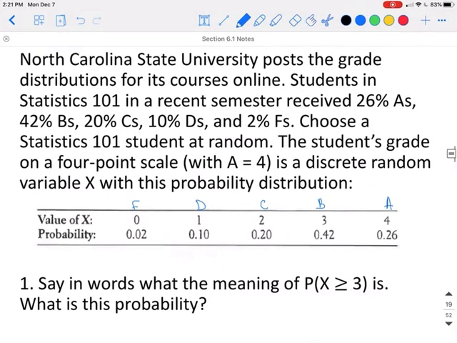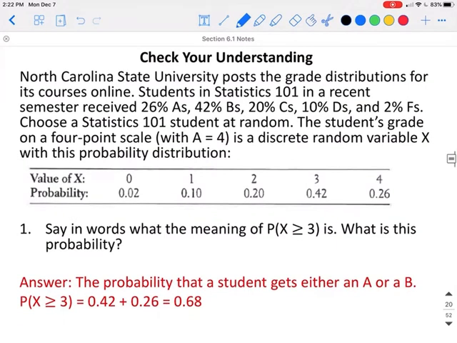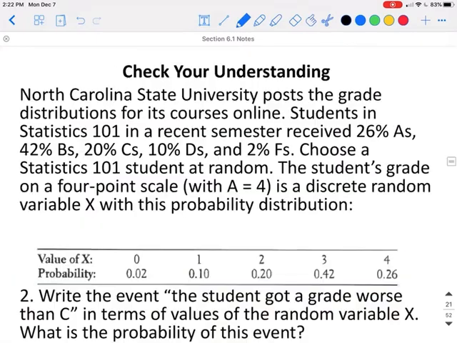Say in words what it means if we're looking for the probability of X is greater than or equal to 3, and then find the probability. If we're looking for the probability that X is greater than or equal to 3, we're looking for all students who have a B or higher. And then to find that probability, we are just going to add anyone that has a 3 or higher together. So this is anyone who has an A or a B. If you randomly select someone, the probability they're going to have an A or a B is 68%.